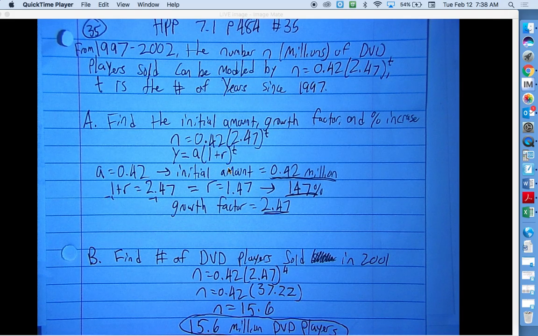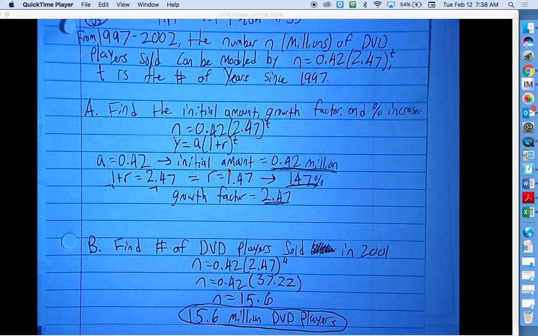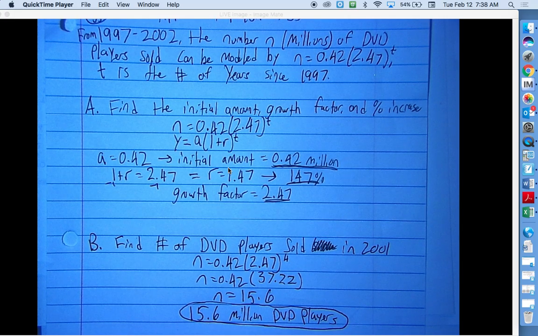And for part B, you have to find the number of DVD players sold in 2001. So you just plug 4 in for t, and 2.47 to the power of 4 would equal about 37.22, and multiplying that by 0.42, you get 15.6, so that means 15.6 million DVD players were sold in 2001.